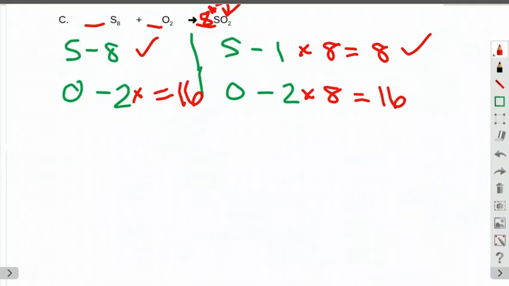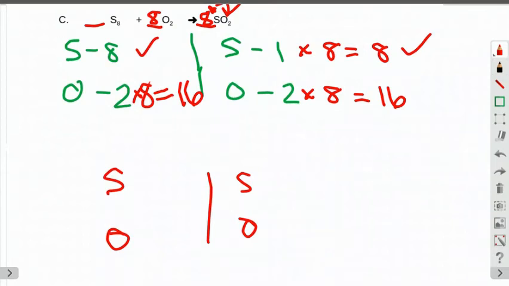So if we think of our multiplication facts, or even you can do division in this case, what's 16 divided by 2? That is going to be 8. So we need to add that coefficient of 8. So we have a total of 16 oxygen.